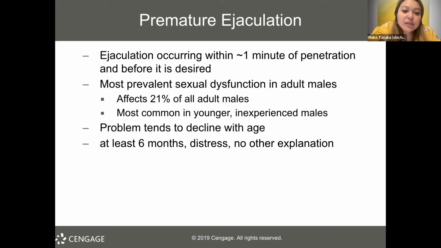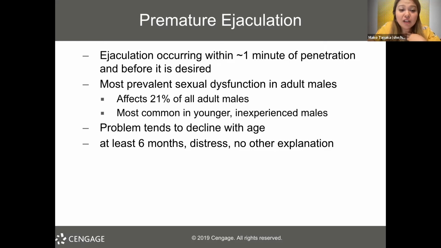Now we're going to talk about an orgasm disorder that affects men, and this is premature ejaculation. Premature ejaculation is ejaculation that occurs within 1 minute of penetration, but importantly, before it's desired by a man and by his partner. And this is very common in men, with 20% of all men meeting the criteria. It should be noted that an occasional early ejaculation is totally normal, but it's when it's happening consistently that it might begin to meet this criteria.